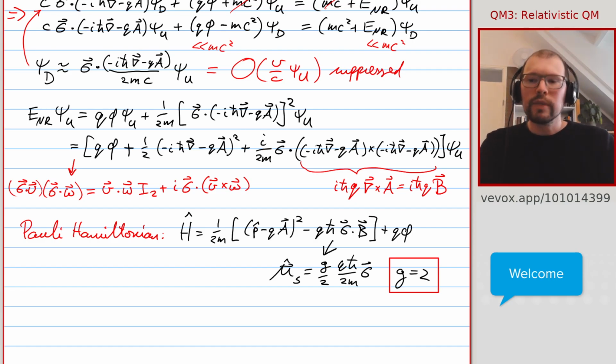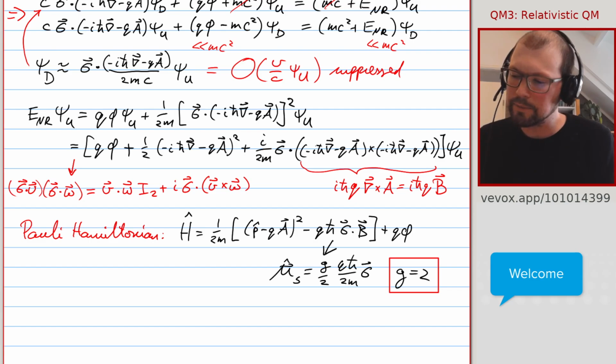So what does this mean? It means that if you start with the relativistic minimal substitution in the Dirac equation, then you take the non-relativistic limit, you get exactly the minimal substitution of the spin 1/2 particle, but together with this magnetic dipole interaction. It just follows out from there, taking this limit.